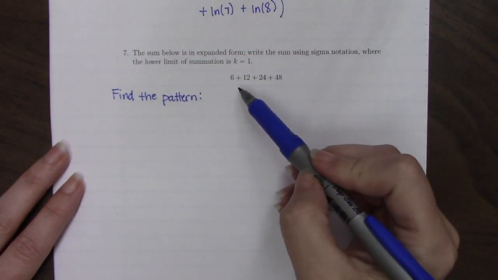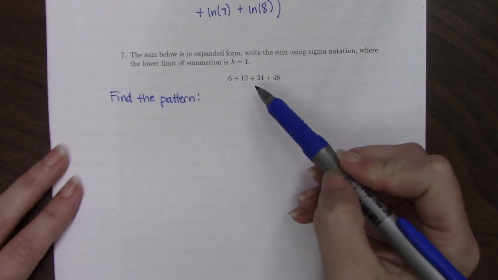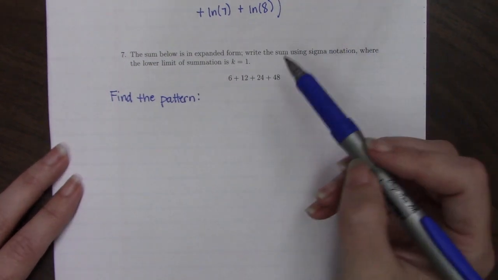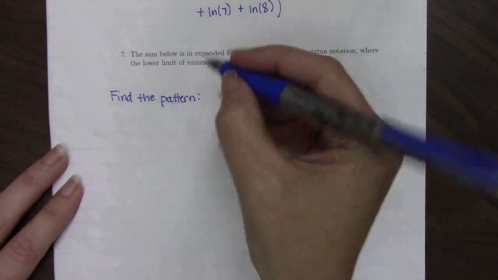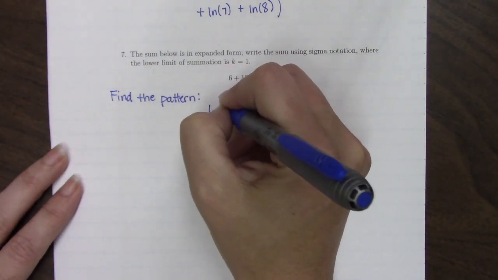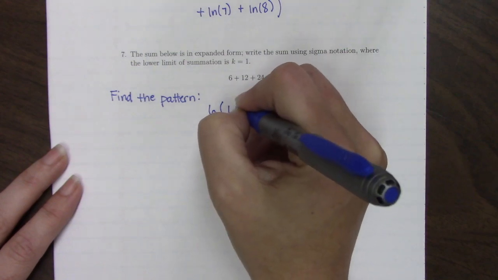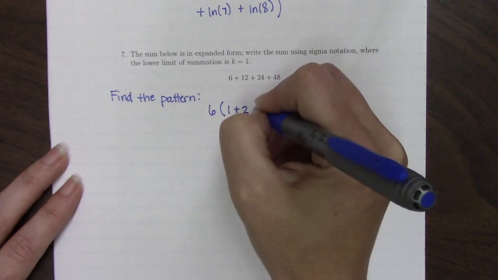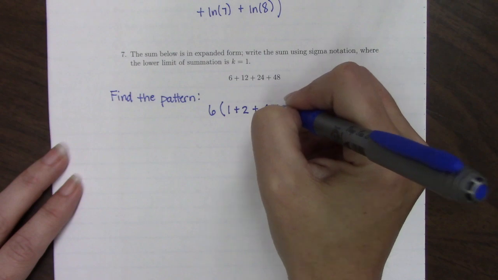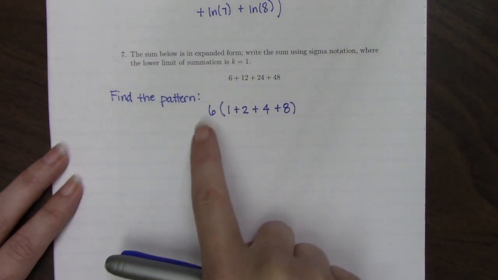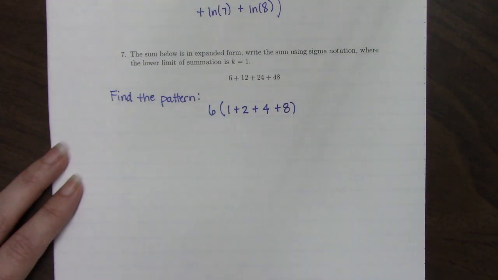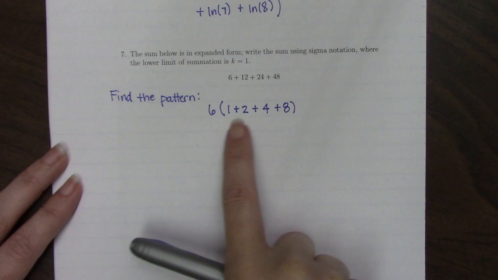So I want to look at what all of these numbers have in common. And I can see they're all even, but even more so, if I look closer, I see they're all multiples of 6. So let's factor the 6 out and see what we get. So 1 plus 2 plus 4 plus 8. So 6 times 1 is 6, 6 times 2 is 12, 6 times 4 is 24, and 6 times 8 is 48. So then I now look at the numbers inside the parentheses.